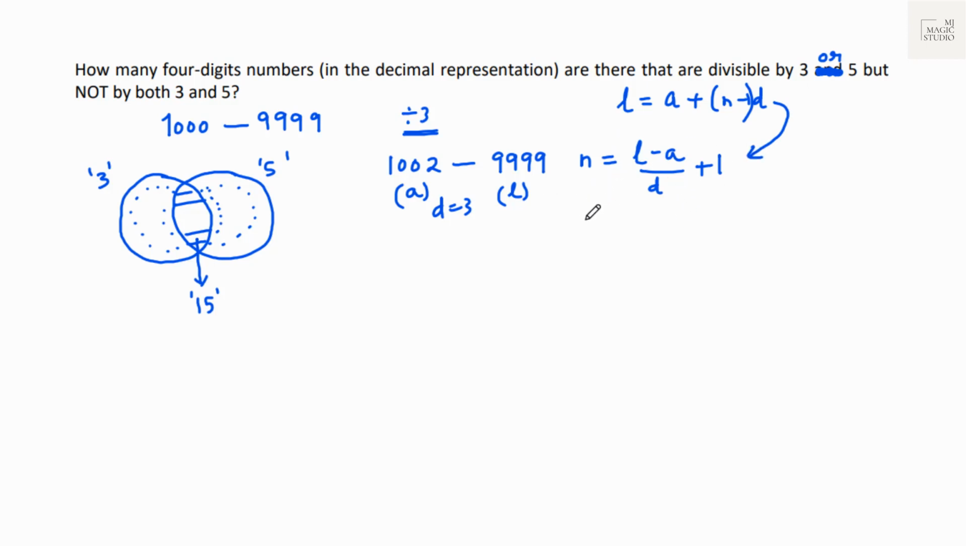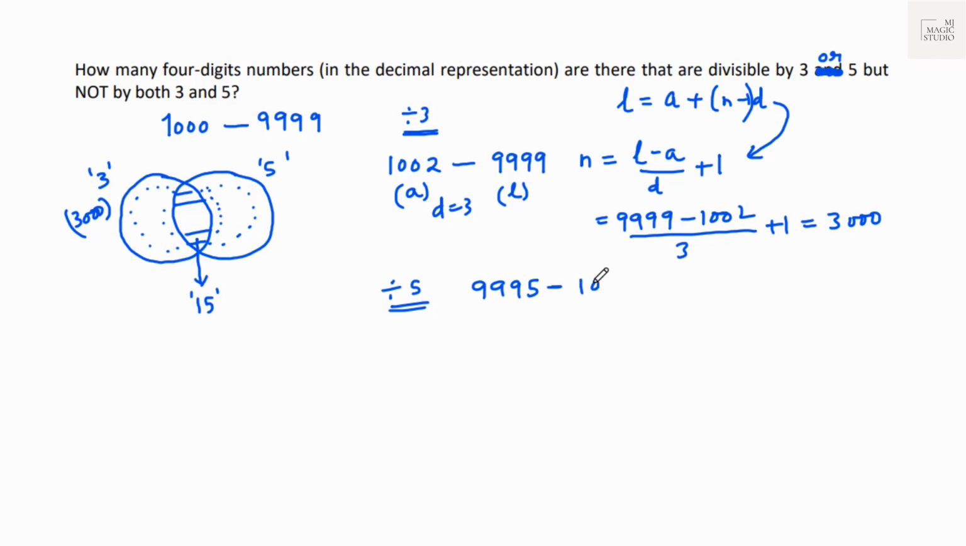So in this case, the number of numbers which are divisible by 3 would be 9999 minus 1002. We'll divide this by 3 and add 1, and here you will get 2999 plus 1, that means 3000. So there are 3000 numbers which are divisible by 3 in this range. Similarly, for divisible by 5, our last number would be 9995 and the first number would be 1000. Divide this by 5 and add 1. (L minus A) by D plus 1. Here we'll get 1799 plus 1, that is 1800.